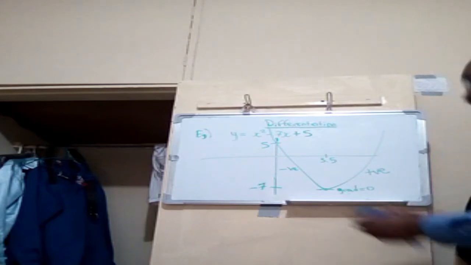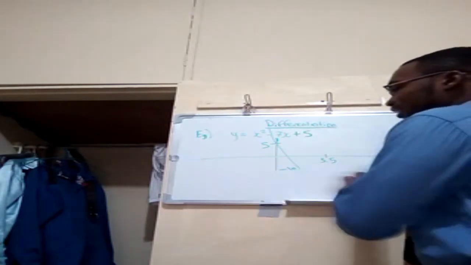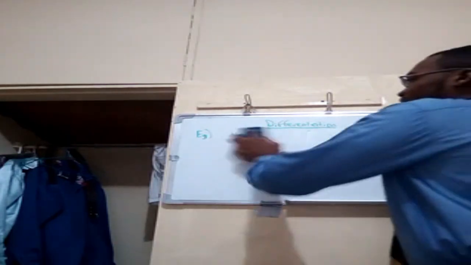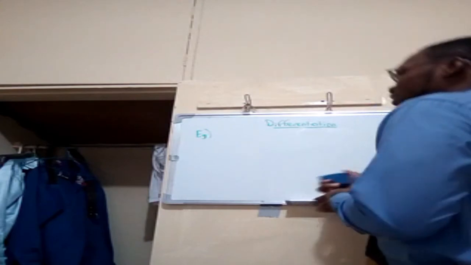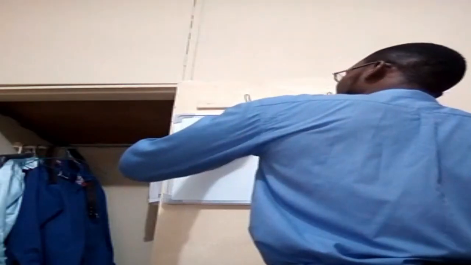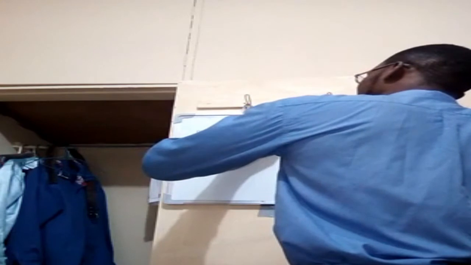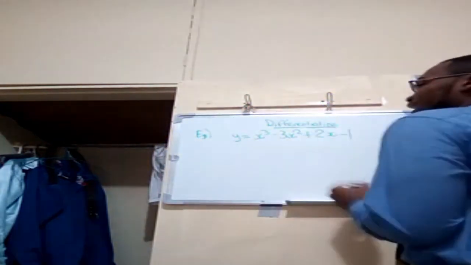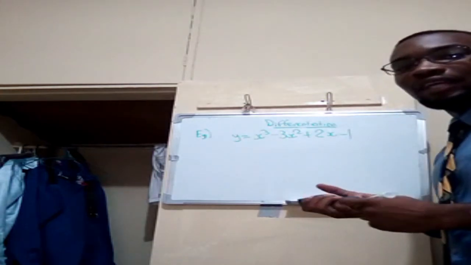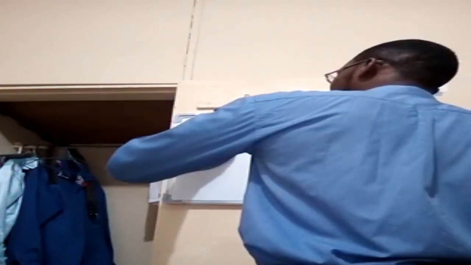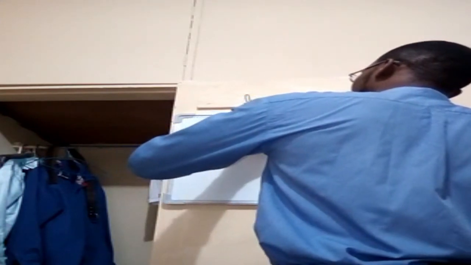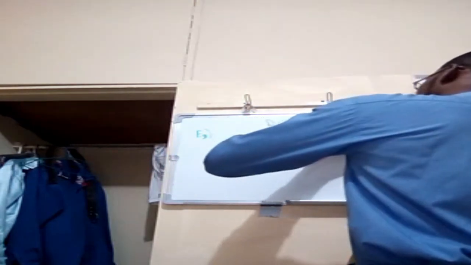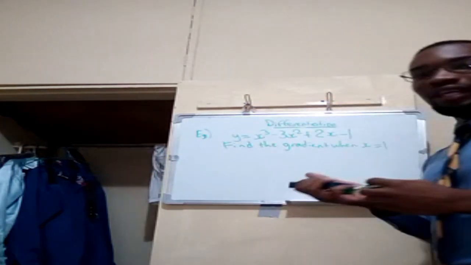Now, let's say I did ask you to find the gradient at a point. Let's say I give you a curve y equal to x cubed minus 3x squared plus 2x minus 1. And I say, find the gradient when x equal 1.